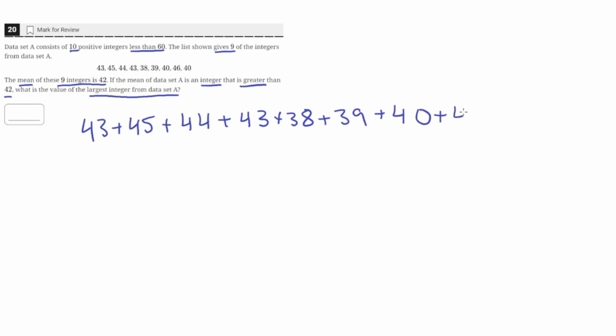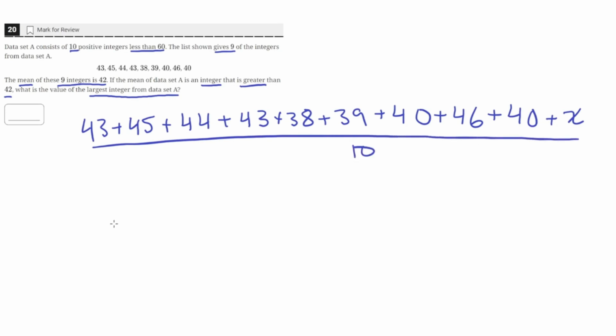So to find the mean of this dataset, we just add up all the terms: 43 plus 45 plus 44 plus 43 plus 38 plus 39 plus 40 plus 46 plus 40. And then the 10th term that we are going to find, we'll just say it's x. And then we just divide that by the total number of terms, which is 10.